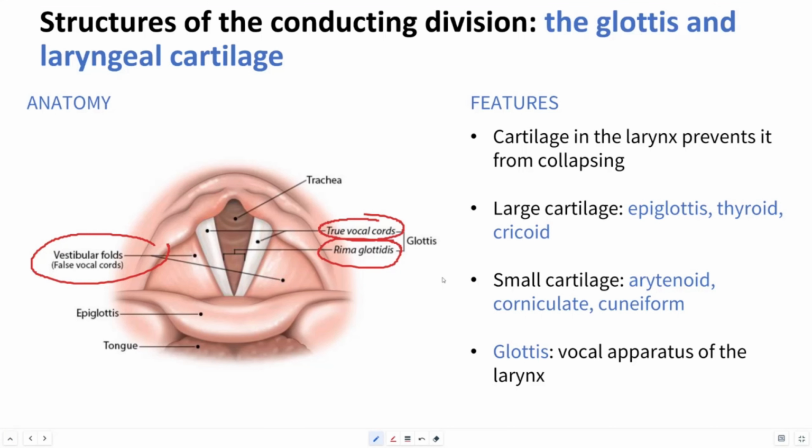There are also extrinsic muscles in the skeletal muscle system that originate from the hyoid bone and the sternum and insert to the thyroid cartilage. These smaller muscles located within the larynx attach to the different cartilages to help generate sound production. The large cartilages include the epiglottis, thyroid, and the cricoid, and the small cartilages include the arytenoid, corniculate, and cuneiform.